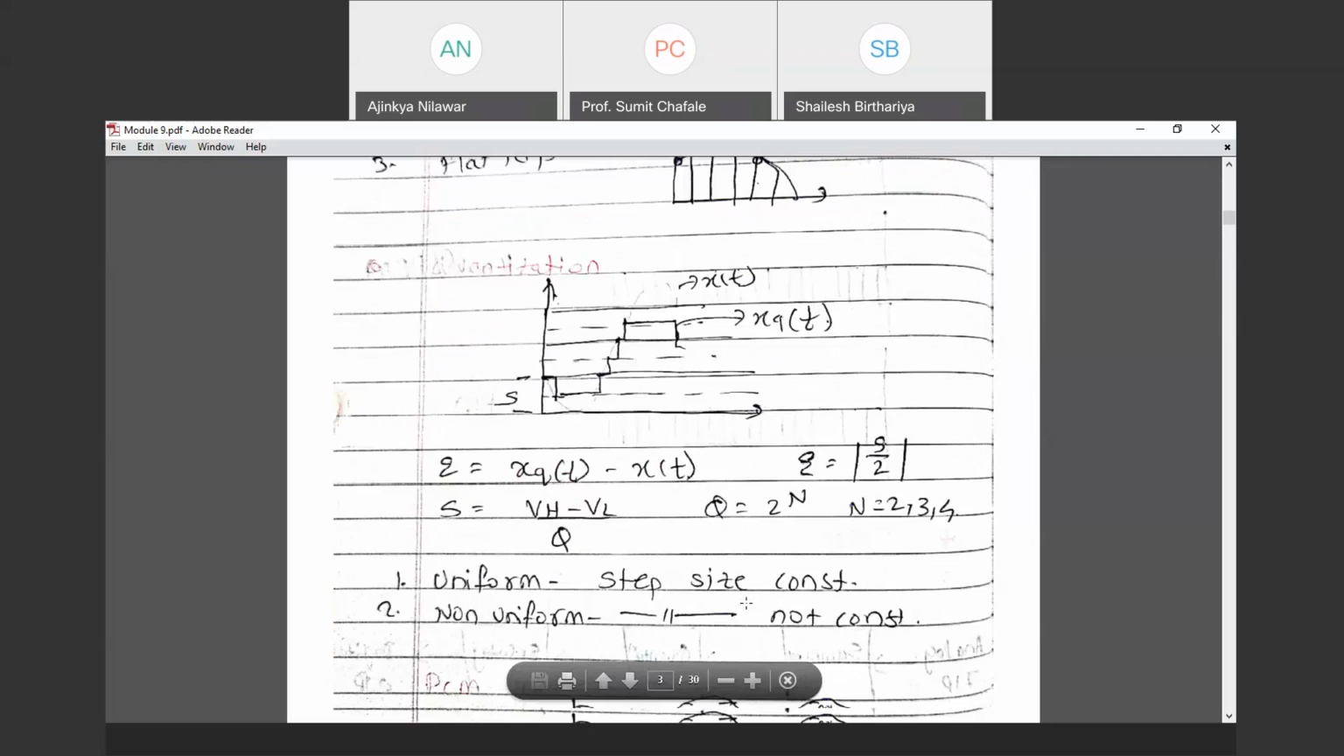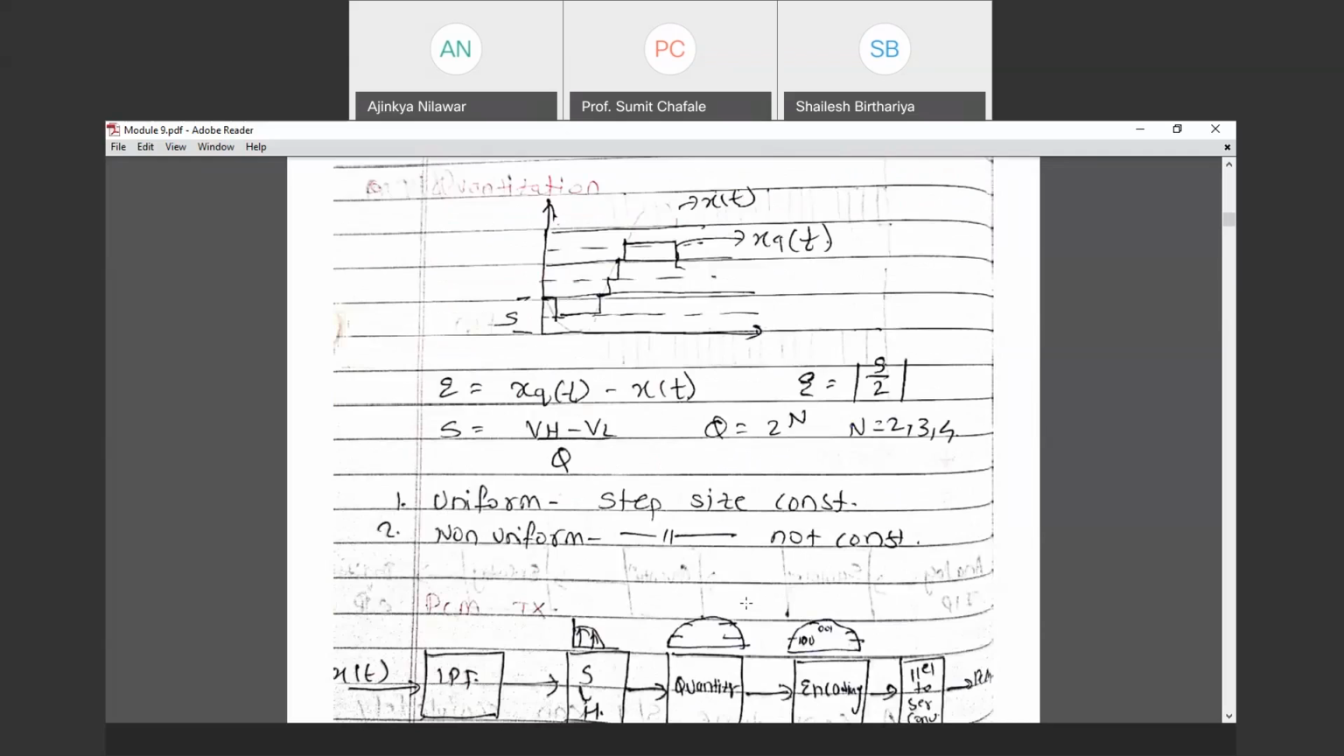Quantization. Here you will see we are using one parameter called S. S stands for the step size. The step size is mathematically given by higher voltage minus lower voltage divided by Q. What is Q? Q is nothing but the quantization level. The quantization level is decided by 2 raised to n. The value of n is 2, 3, 4.